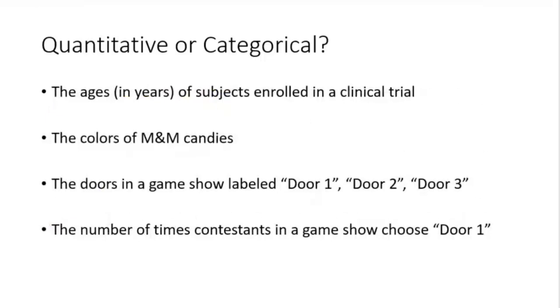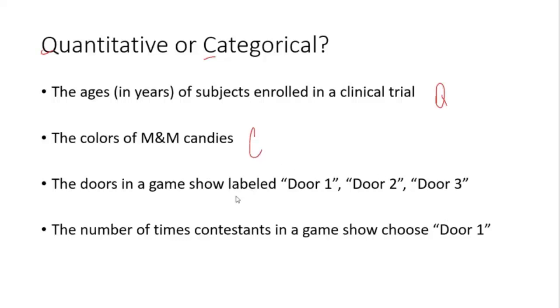All right, so a little bit of practice here, and we'll deal with quantitative being a Q and categorical being a C, so I don't have to write too much. The ages and years of subjects enrolled in a clinical trial, that is definitely going to be a number that they give me back. So a number is quantitative. Colors of M&M candies, red, blue, brown, dark brown, yellow. Well, these are all colors, those are labels, those are categories.